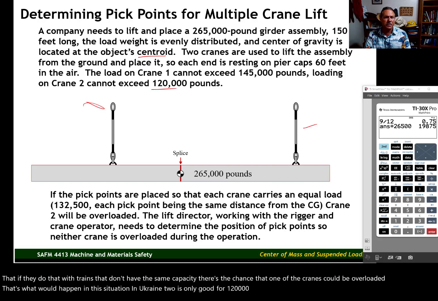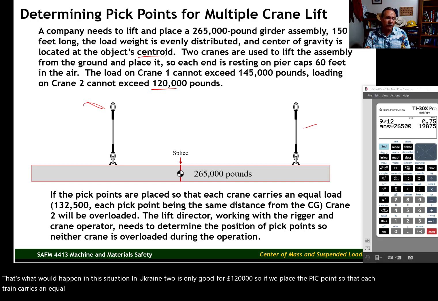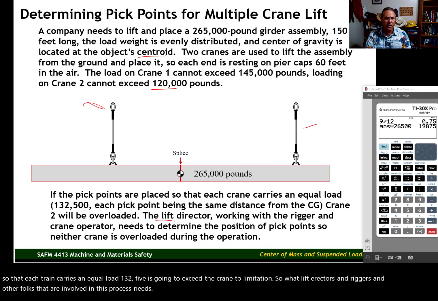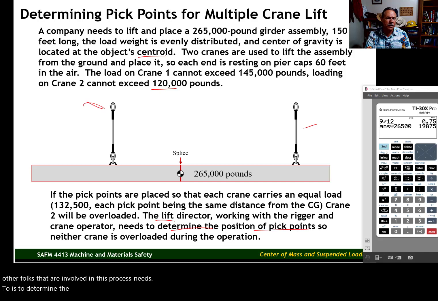So if we place the pick point so that each crane carries an equal load, 132.5 is going to exceed the crane 2 limitation. So what lift directors and riggers and other folks involved in this process need to do is determine the position of pick points so neither crane is going to be overloaded during this lift, during this operation.